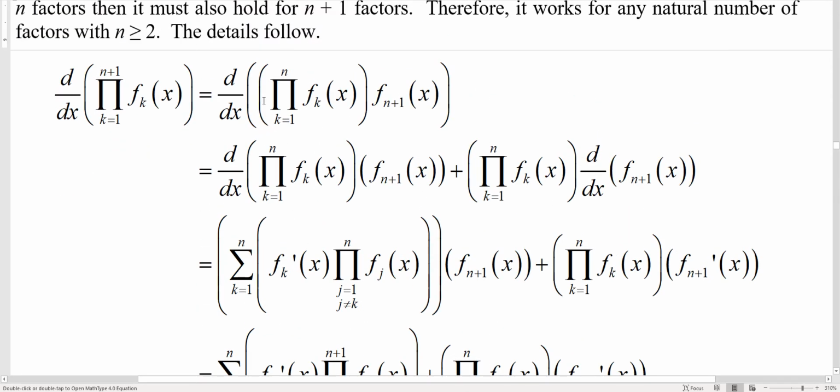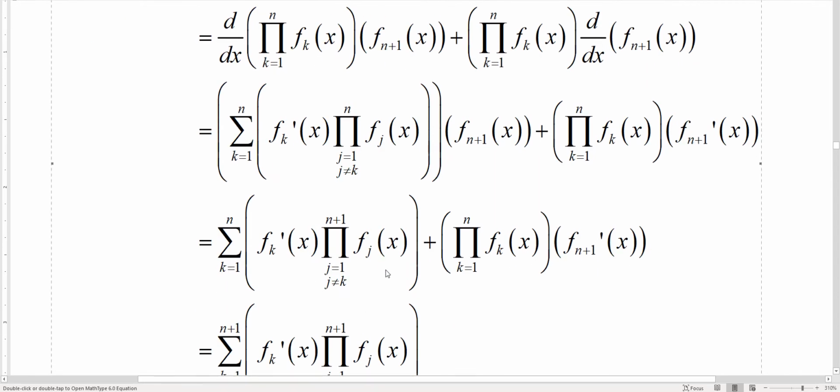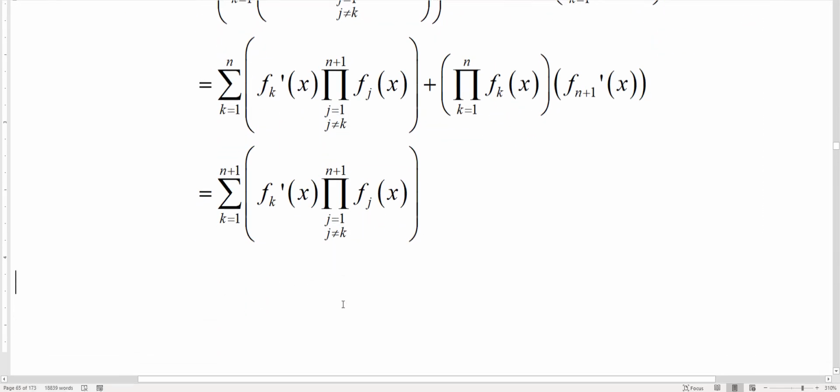I'm not going to spend a lot of time on this, but you take the product of n plus 1 factors, break it into the product of n as one thing times the n plus 1, and use the product rule. It says it's the derivative of this product times this last one, plus the whole thing times the derivative of the last one. This derivative is just f sub n plus 1 prime times the product of the rest. This is applying our rule. That's the sum from k equals 1 to n of this here times this here, which makes this product go up by 1. And you put all that together, it's exactly what we expect it to be.